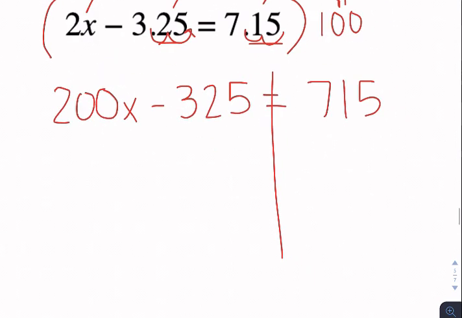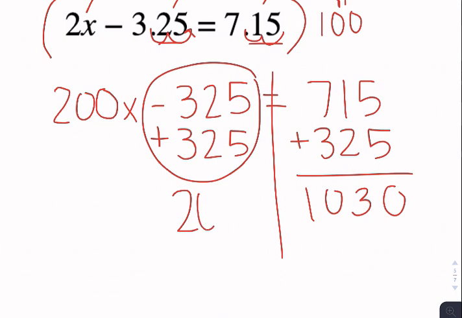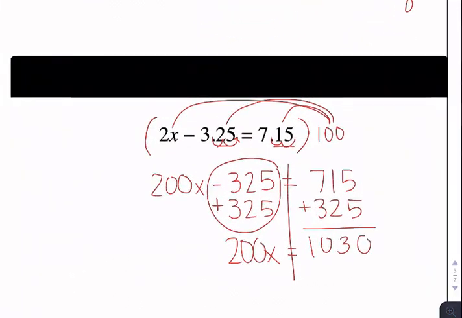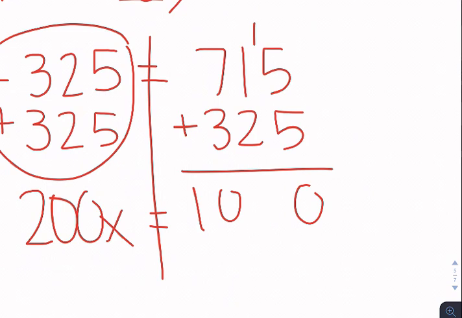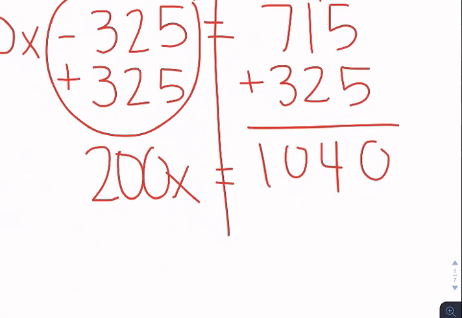Now I solve just like normal. Add 325 to both sides. And we have a 0 pair here. I get 200x equals... goodness gracious, I knew I made a mistake. 5 and 5 is 10. I need to carry my 1 up top there. Okay, so I get 200x equals 1040. So I am going to divide both sides by 200.